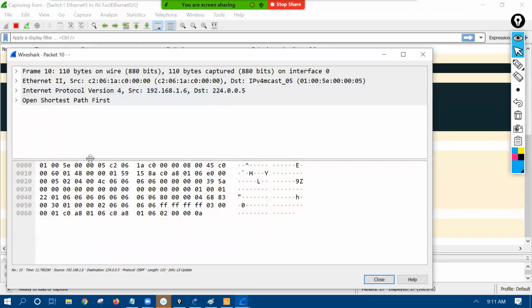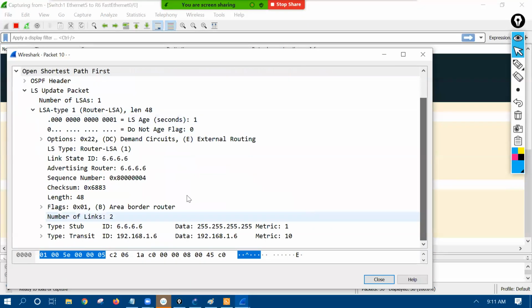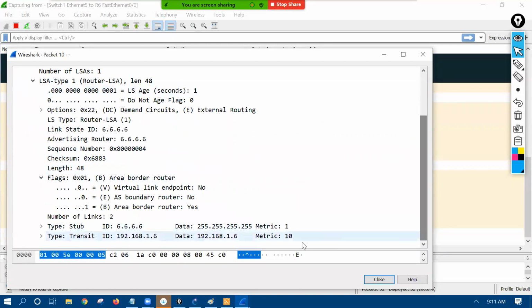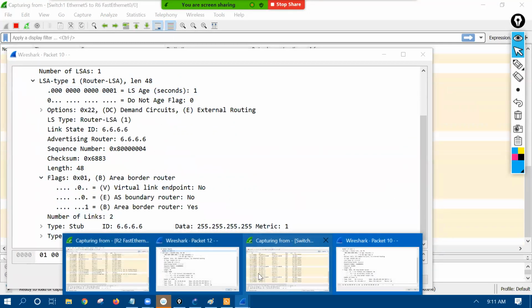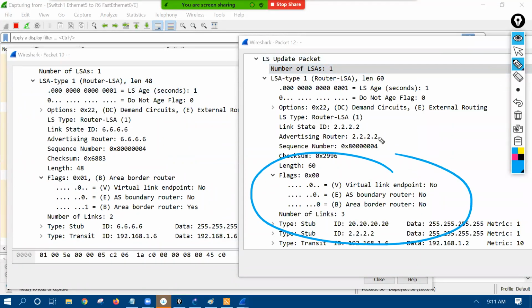And if you see the R6 LSA update packet, the LSA type flag is saying that now you can compare this value to this one. This was the normal router, and this is the information generated by the ABR router. B flag.